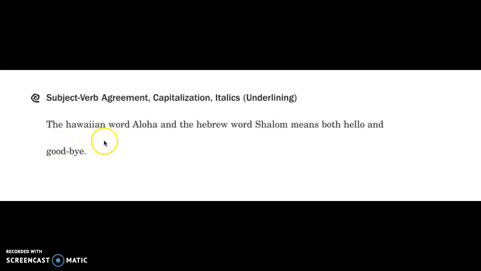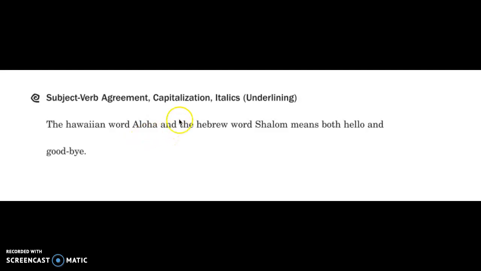The first thing that I'd like to do is identify the subject of my sentence. What is this sentence about? After asking myself that question, I can clearly answer that the subject of the sentence is the Hawaiian word aloha and the Hebrew word shalom. That's what we're talking about.